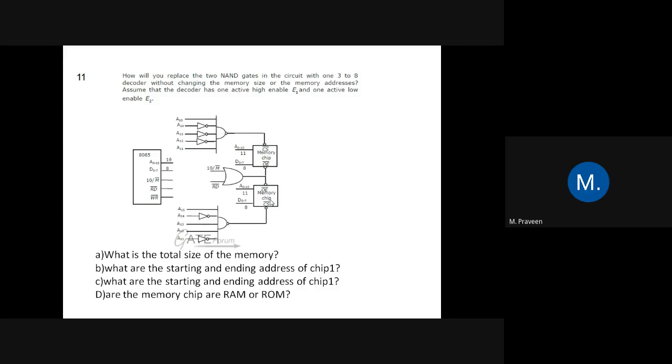So the first question is, we have to replace the NAND gates. Here we have a NAND gate and a NAND gate. So we have to replace these NAND gates by a 3 to 8 decoder. For the 3 to 8 decoder, what will happen to the chip selection? That is the one question. And the second question is, what is the total size of the memory? And the third question is, what are the starting and ending addresses of chip 1? Okay.